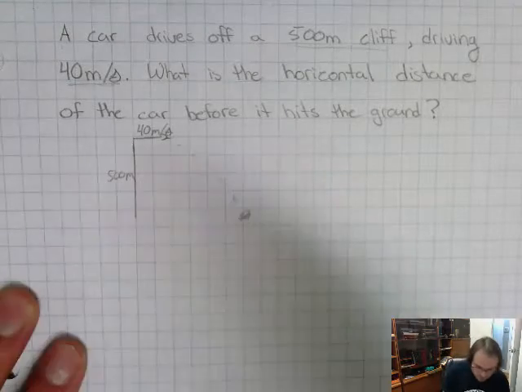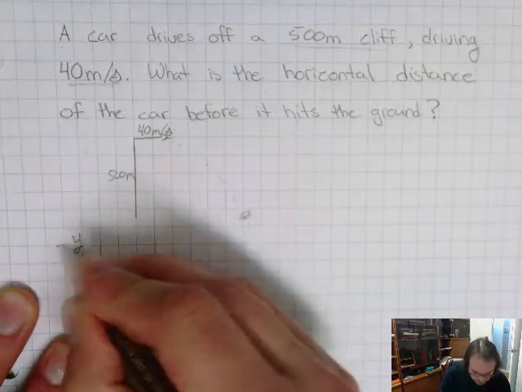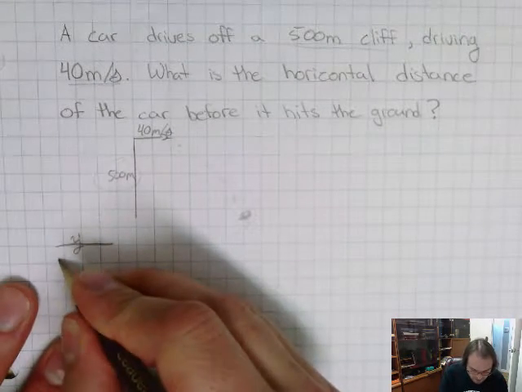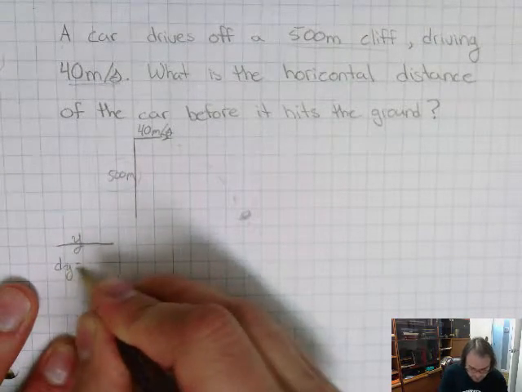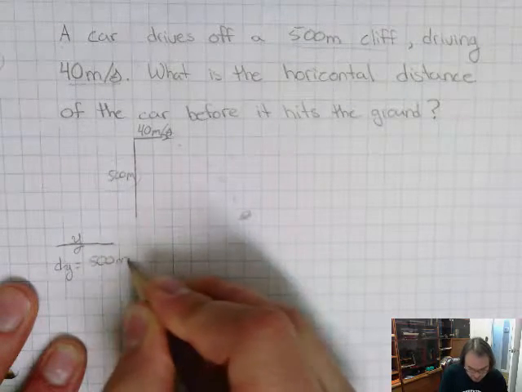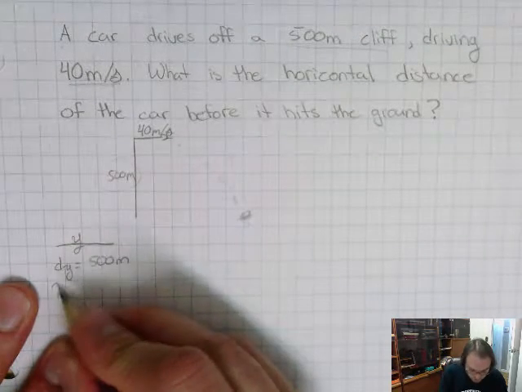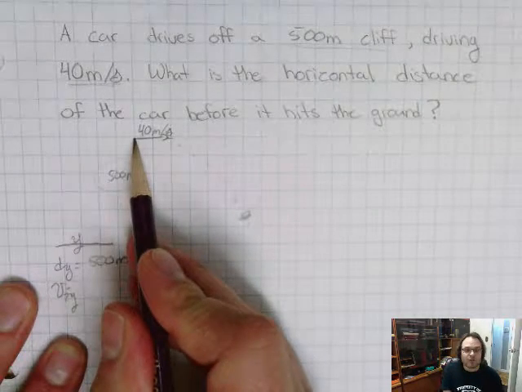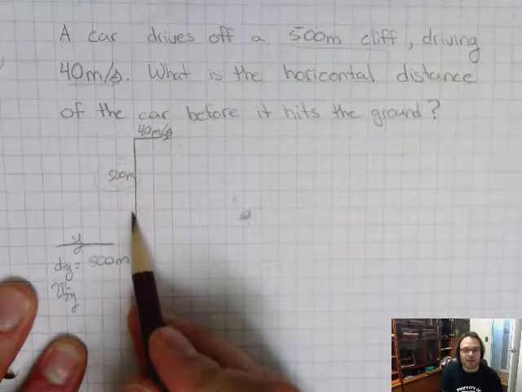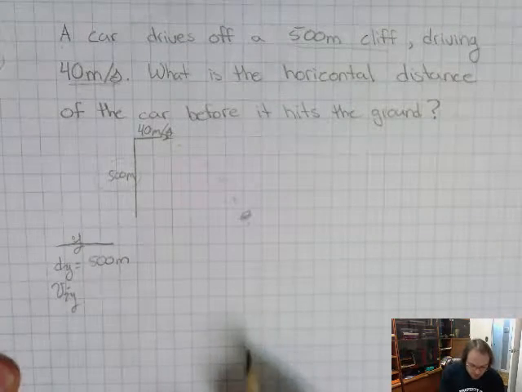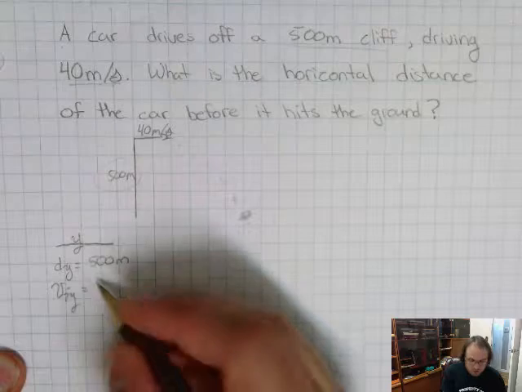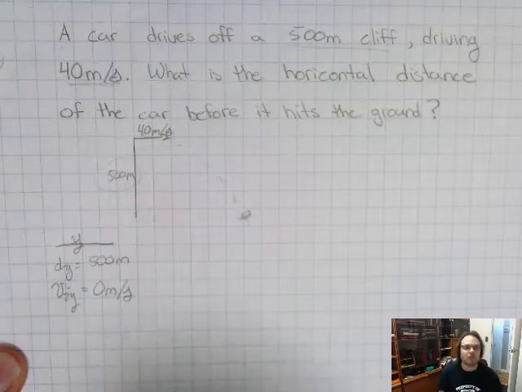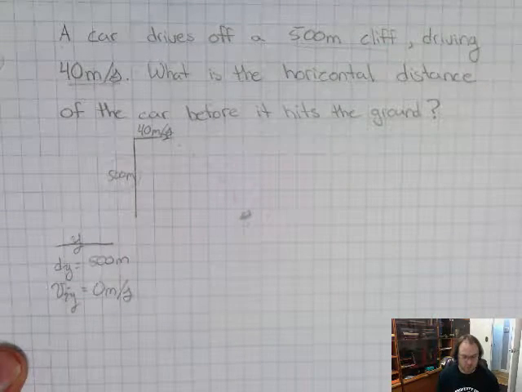So let's look at this here. We're going to first look at my y side. Since I know for my y, my distance, my height, is 500 meters. I know my initial velocity. If we look at this, there's absolutely no velocity at the very beginning in the y. So my initial velocity is equal to 0 meters per second, because we have no initial velocity in the y.